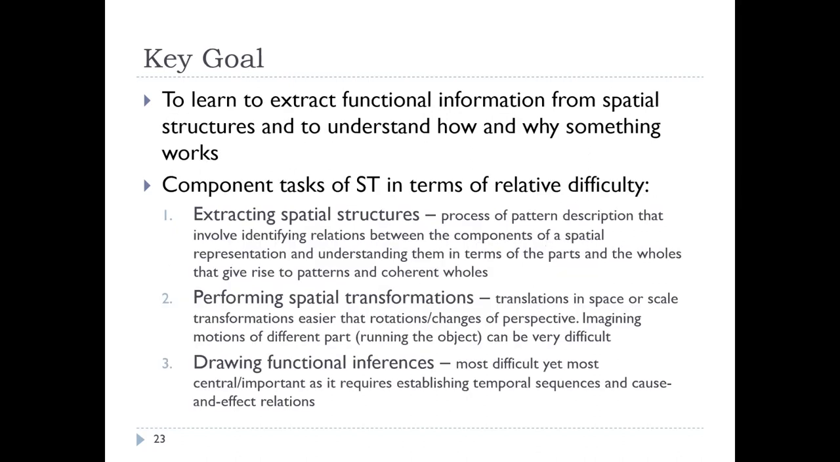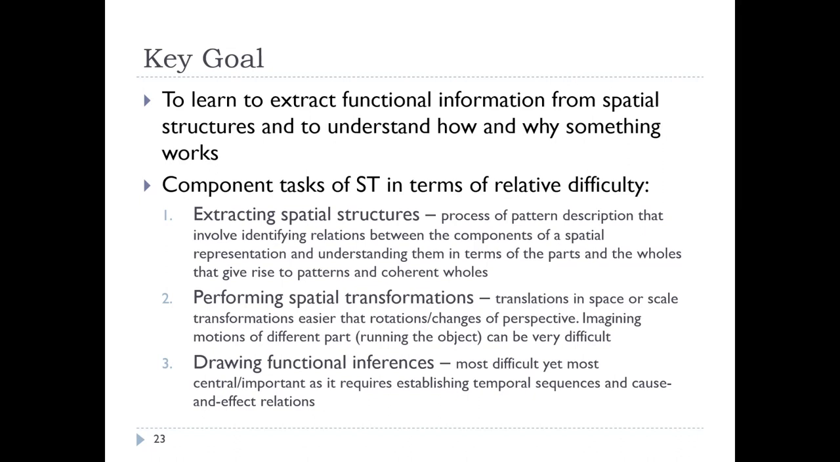Okay. So what's the key here? The key is to learn to extract the functional information from the spatial structures and to understand how and why something works. That's the whole goal of what we're trying to get. And spatial thinking is one way of doing that, a very powerful way of doing that, right? And so these different tasks we can think of in terms of relative difficulty. The easiest things to do are to extract the spatial features. That has to do with pattern description, identifying the different relationships, looking at the representations, putting them together in terms of parts and wholes that give rise to these patterns so we can see what's going on. That's actually something you can improve on a lot. That is something that we will deal with in exercise number 3 shortly.